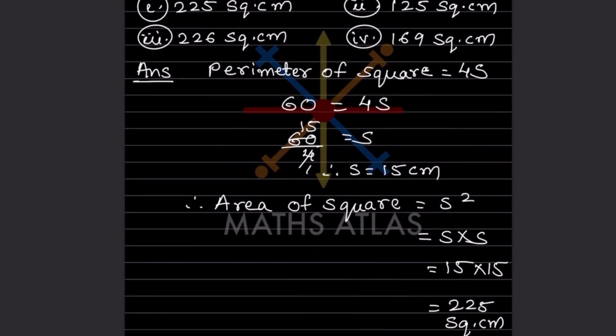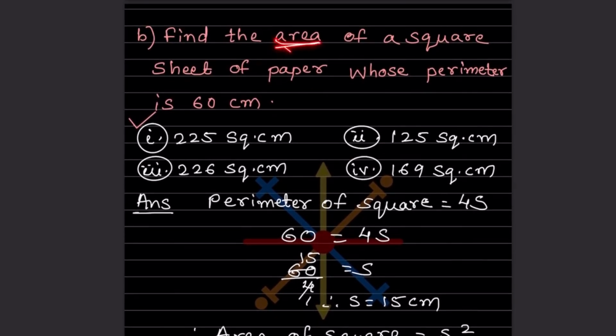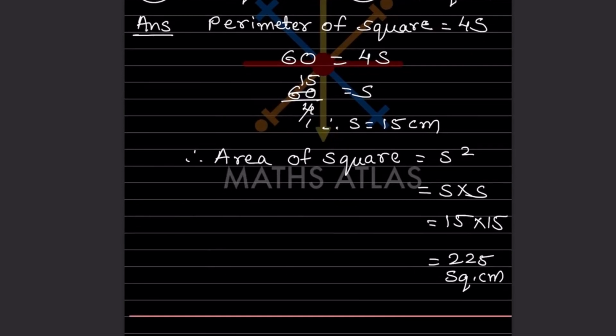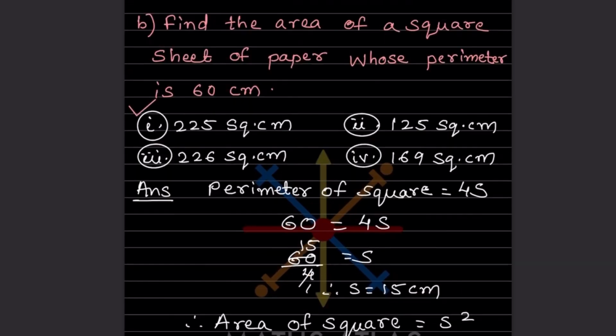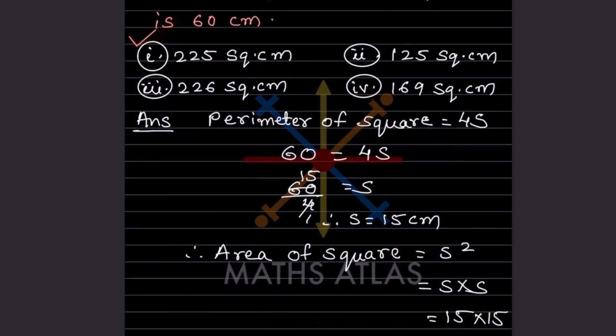But that is not all. They asked us what the area is. We got the side, so now we are going to use the formula for the area of a square, and that is s square. This we can split into s into s for our convenience. So s is 15, so 15 into 15 is 225, and because it is area you have to write square centimeter. So this is the correct option.